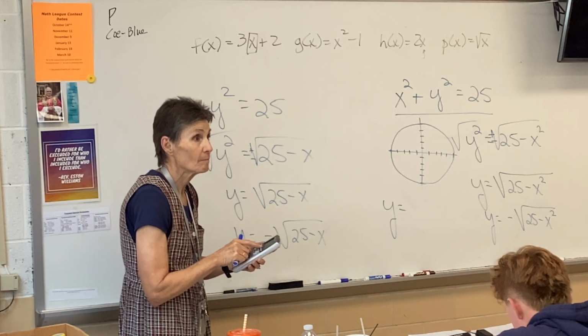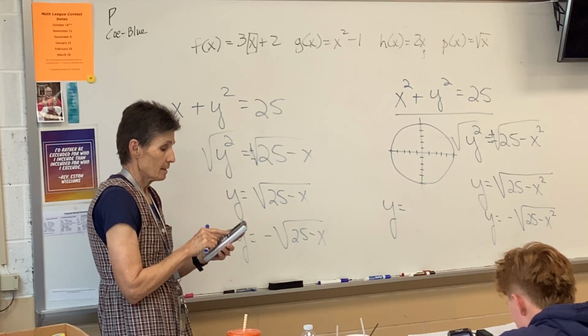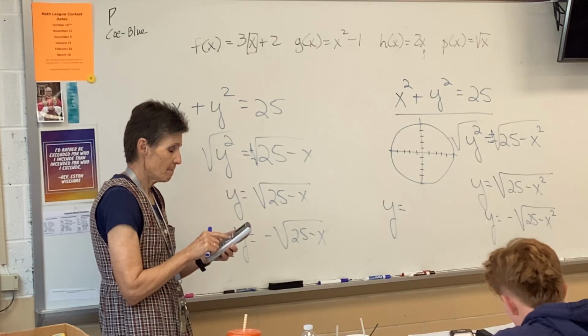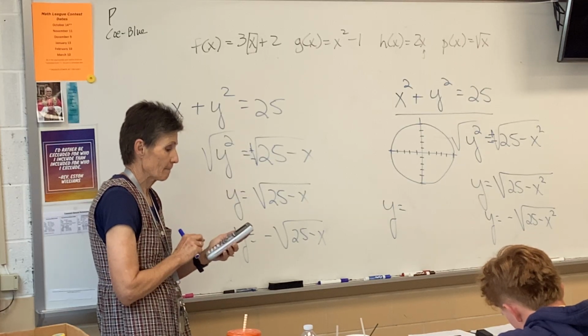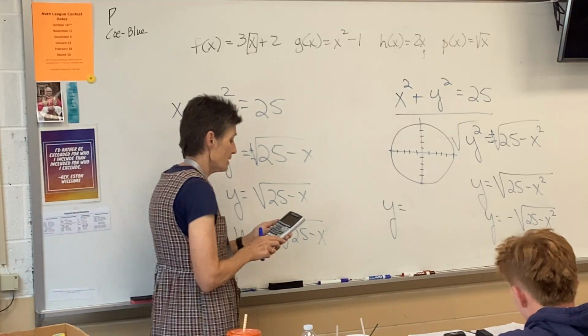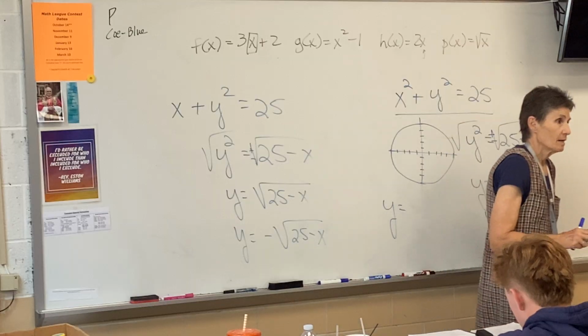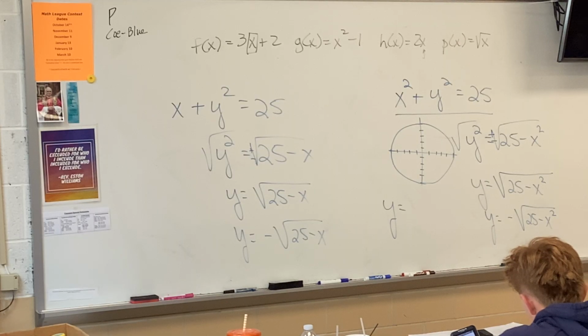Mine doesn't graph. If I change my window, I did 50, and maybe let's try negative 50 to 50. Yeah, that works. I changed my x's to negative 50 to 50, and I left my y's, and I got my picture. Did you get a parabola?